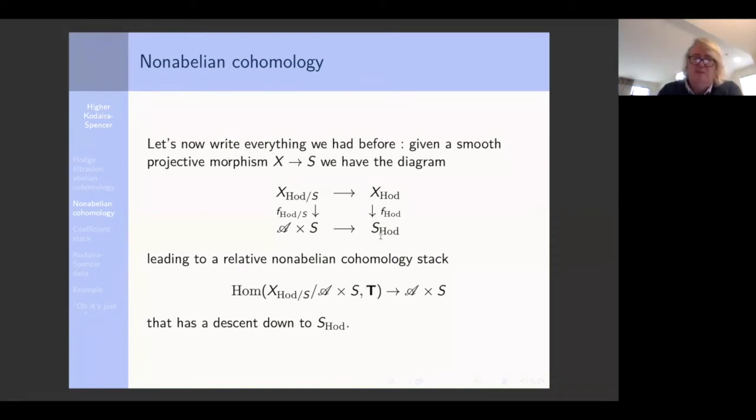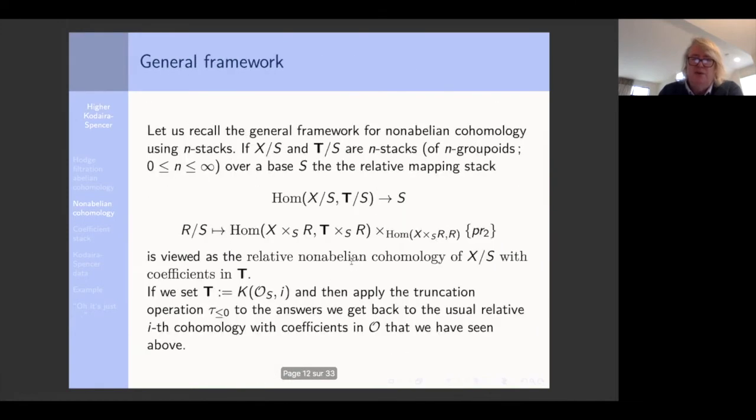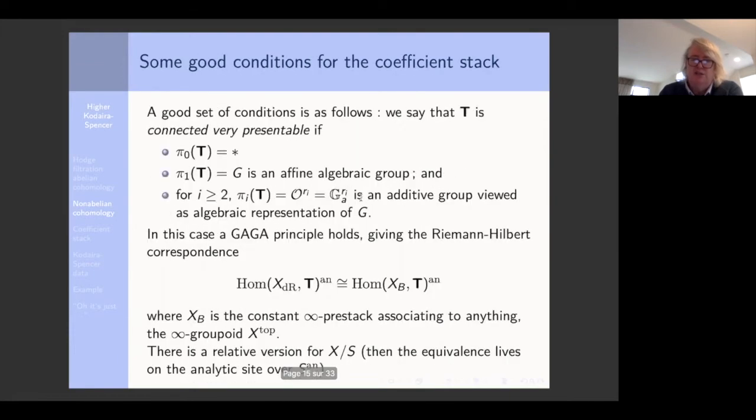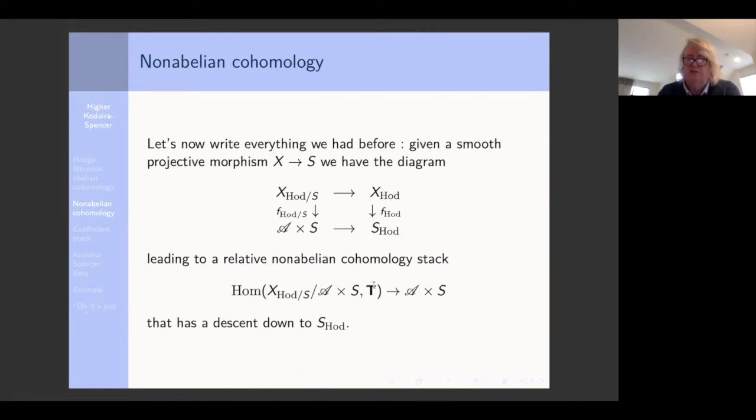Right, we have X Hodge mapping to S Hodge and X Hodge over S mapping to A cross S and so on. And then we can take the relative non-abelian cohomology stack. So that was why I was talking about the relative cohomology stack before. Let me just back up here. That was why we put this definition here, right? In terms of this definition here, I'm envisioning T to be a family over S, whereas in the application here, T is just a single thing, which is to say it's a constant family over S.